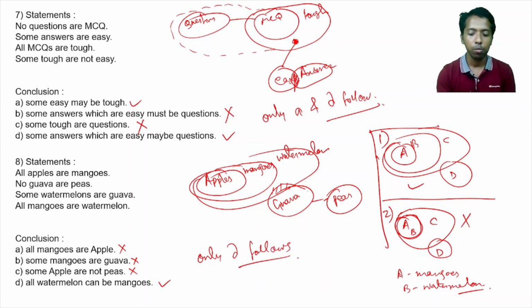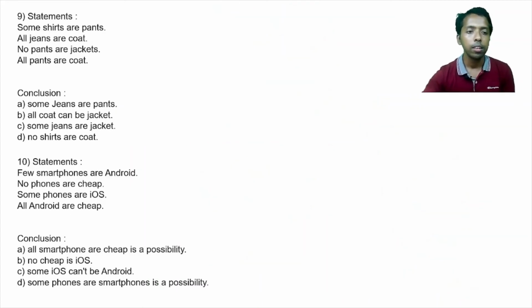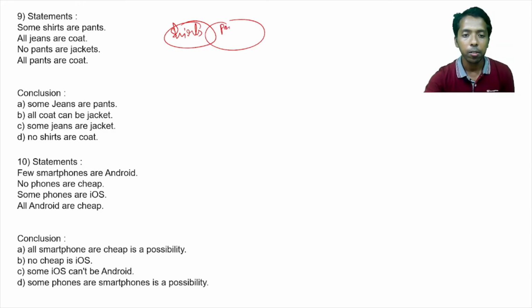Right? Moving to next one. Some shirts are pants. All pants are coat. All jeans are coat.